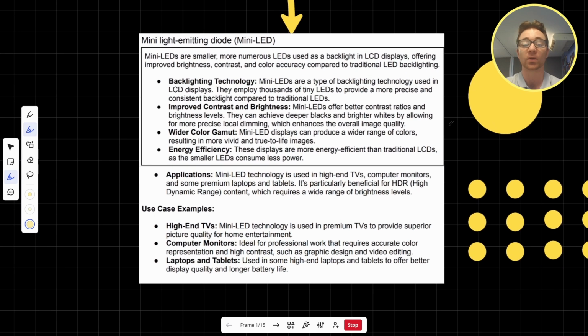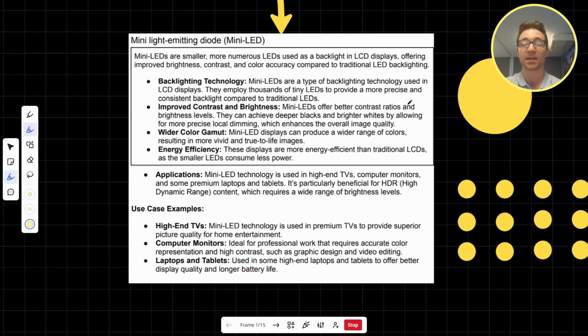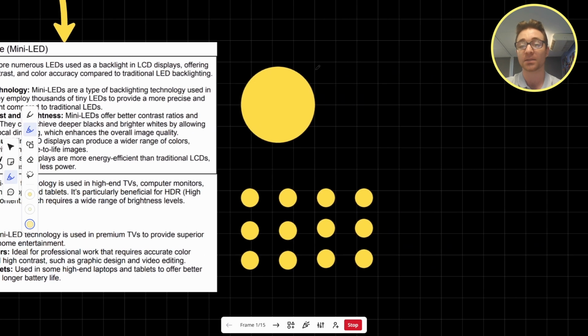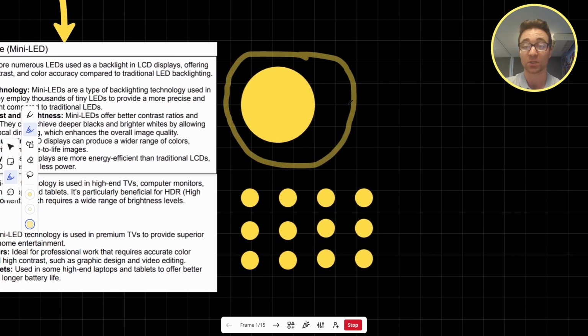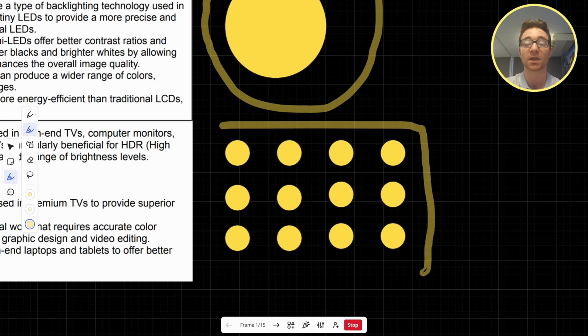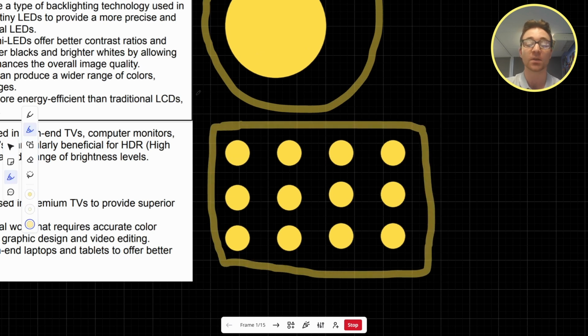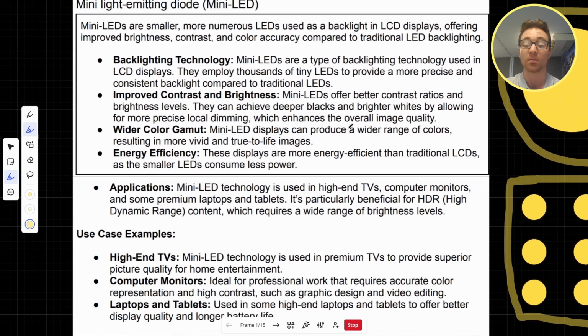One more we need to know about and look at, which is mini light emitting diode, or mini LED. Essentially, guys, it's LEDs, but a lot more of them, and they're a lot smaller. So instead of your usual size LED lighting you up from behind, you're going to have lots and lots more, much smaller LEDs. Why is that a good thing? Well, it gives you improved contrast and brightness, so they offer better contrast ratios and brightness levels. Why? Because there's more of them. So there's a greater control as to which ones are turning on, which ones are turning off, and what each of them are doing, right?